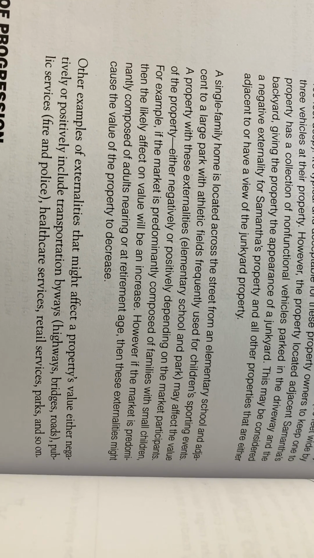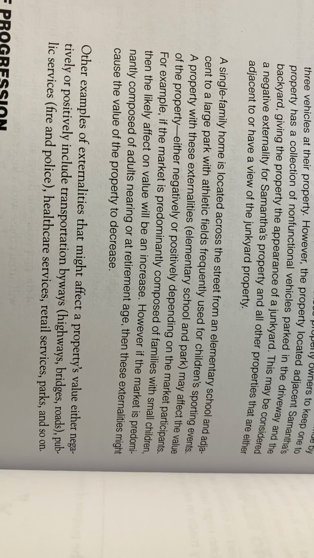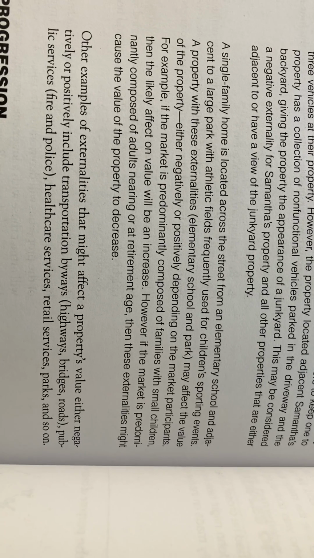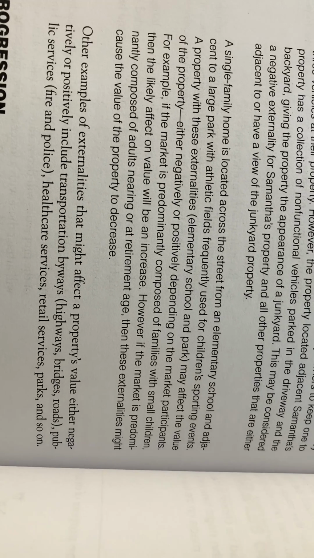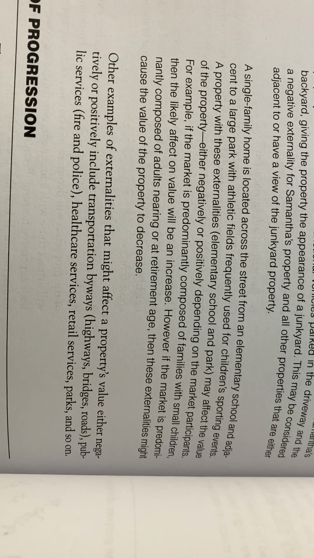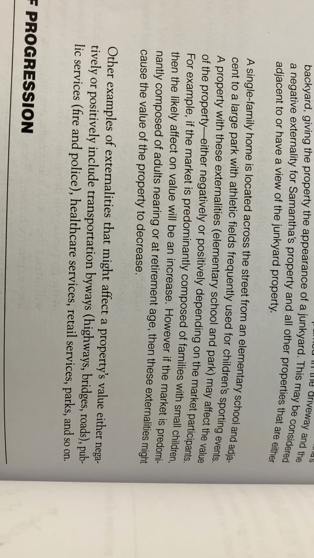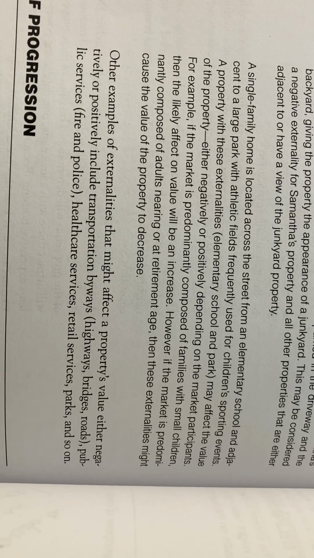A single-family home is located across the street from an elementary school and adjacent to a large park with athletic fields frequently used for children's sporting events. A property with these externalities, elementary school and park, may affect the value of the property, either negatively or positively, depending on the market participants.